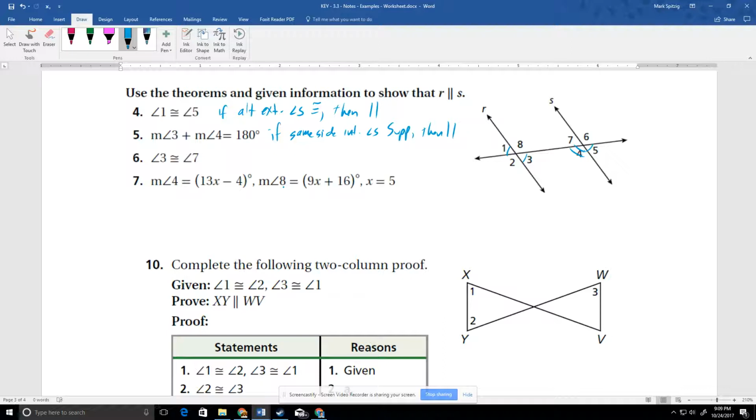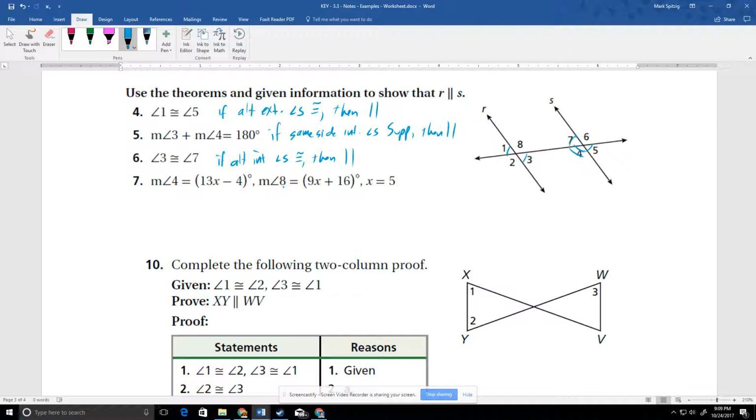And 3 and 7, well, those are alternate interior angles. So we could say, if alternate interior angles are congruent, which they told me they were, then the lines have to be parallel.